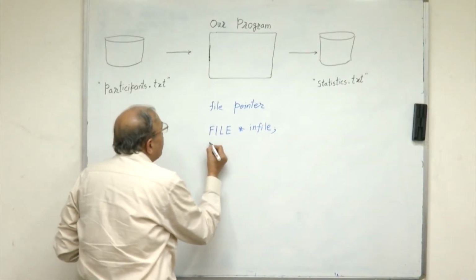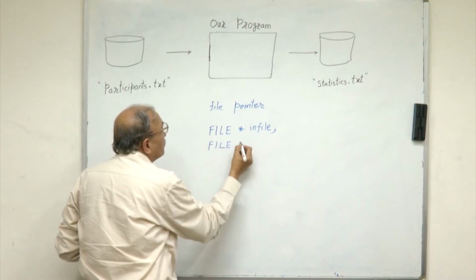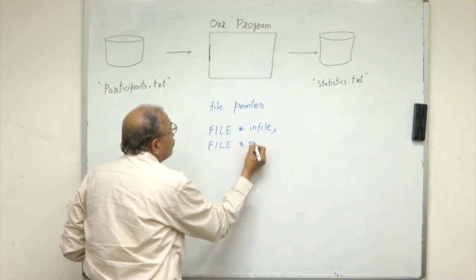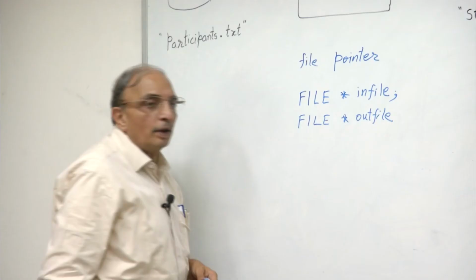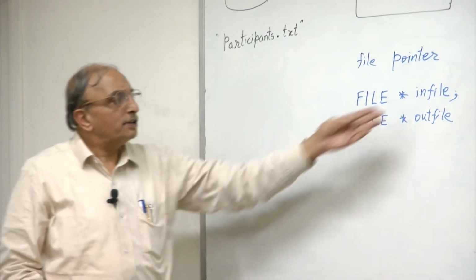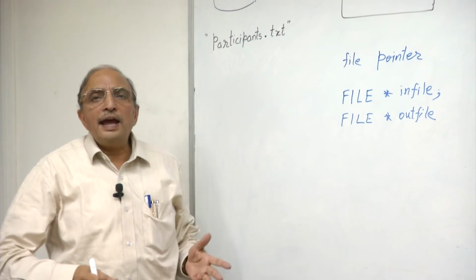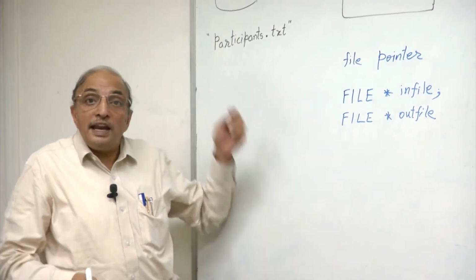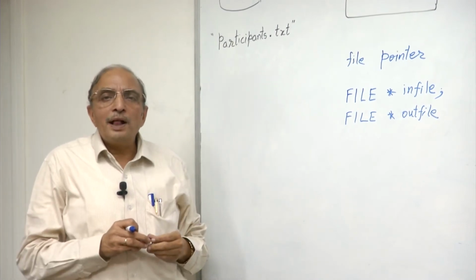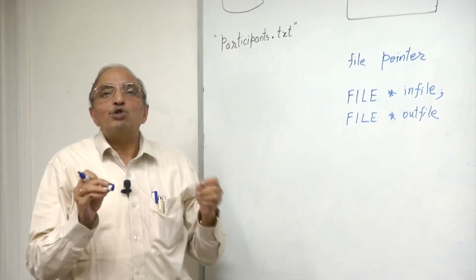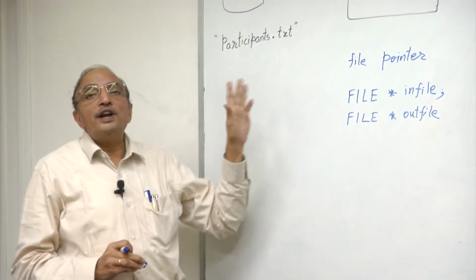Similarly, I could declare, for example, a FILE * called outfile. Clearly, these names infile and outfile are arbitrary names of my choice, and they have no connection whatsoever with any external real file. So, the first thing that we need to do in a program is to establish an association between an internal file name and a corresponding external name.